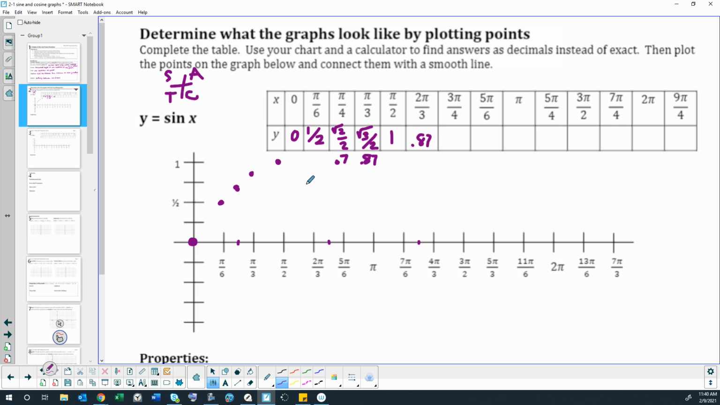So if we go over here to 2pi/3, we're dropping down to exactly the same point we had over here. And then 3pi/4 drops down to like 0.71. So that would be between the thirds and the sixths, right in here somewhere. And then 5pi/6 is back down to 1/2. So that puts our point about right here. And then sine of pi, sine of 180. What's the y value? 0. So far we have this mountain looking thing.